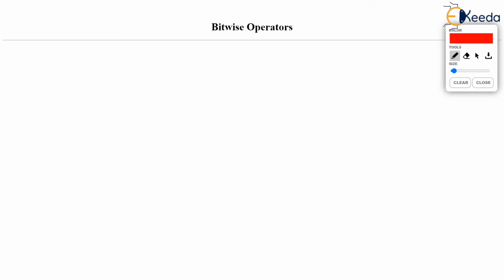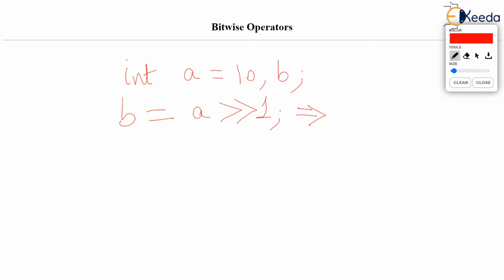Suppose I have int A equal to, let's say, 10, and I have B. And I have given B should become equal to A right shift 1. Now, before I show you how this right shift operates, the meaning of this line is that B will become equal to A divided by 2 raised to I.